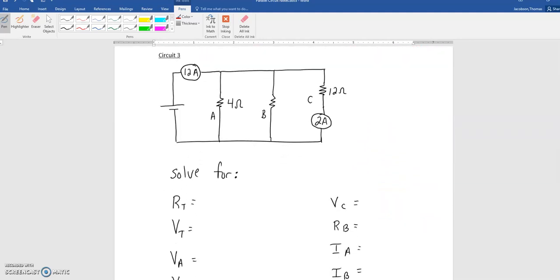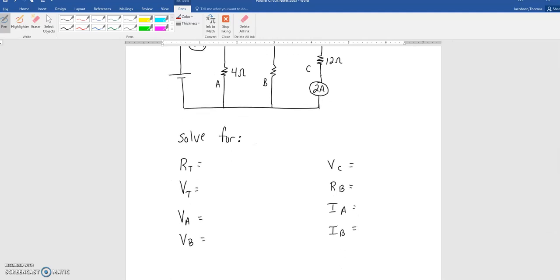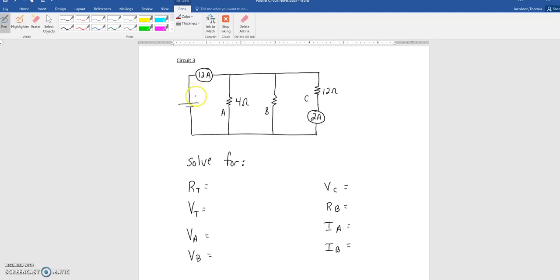Last problem. I would say this is probably as tough as they get for parallel circuits. I have 12 amps coming out of the battery, so that would be my IT. And then I get a 4 ohm resistor, I have another light bulb resistor, and then I have another resistor that has 2 amps, so this would be the current going through C.